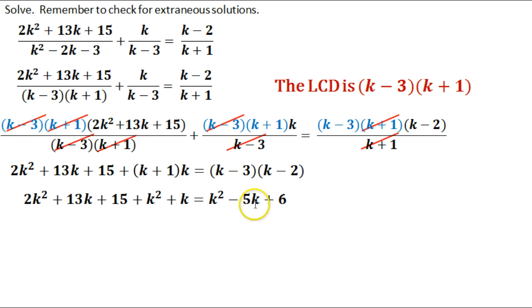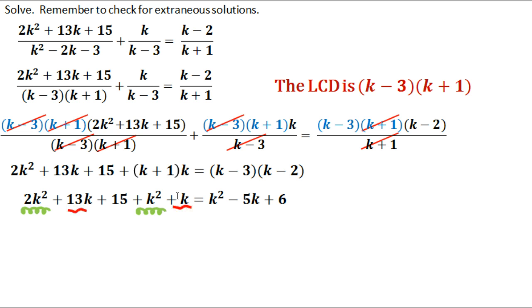The reason why I'm doing that now is because the next step is going to be to combine all of the like terms. So it's okay to go ahead and FOIL that back in now. We've already crossed off everything. Now it's a matter of combining them all together. I'm looking on the left-hand side specifically, and I notice that my 2k squared and my k squared I can combine. I can do those two together, giving me 3k squared.